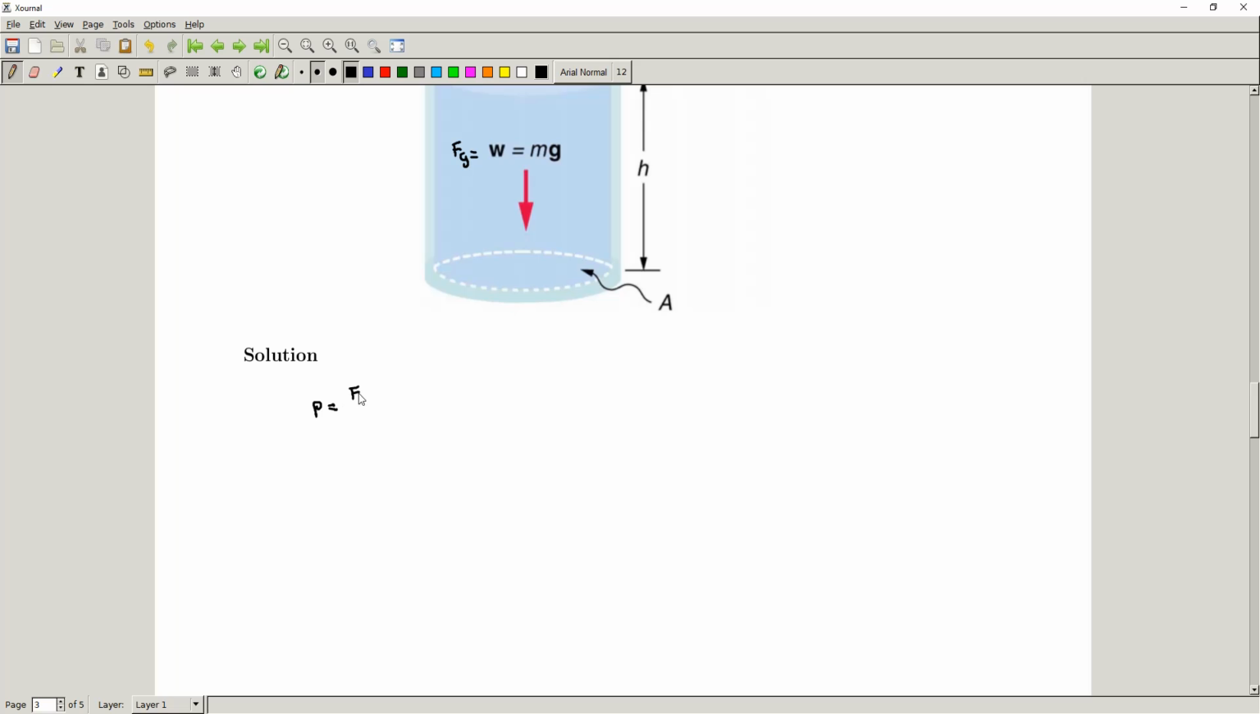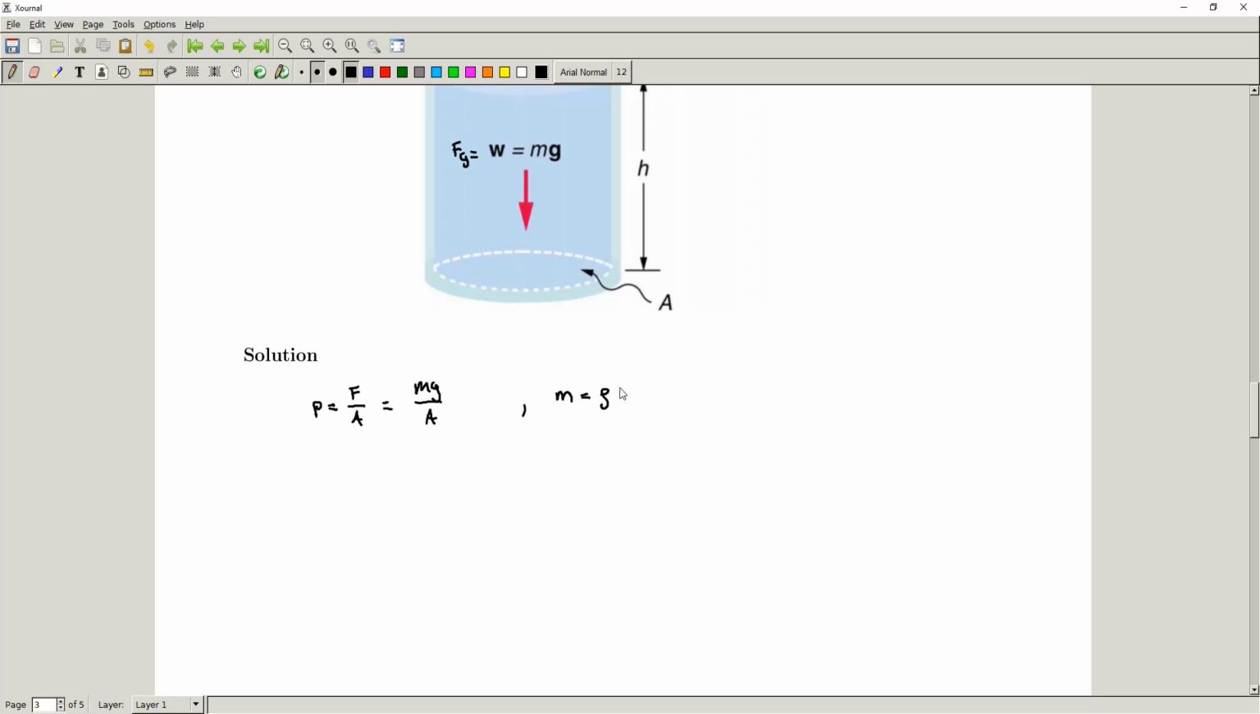So we can start off by writing our equation for pressure. We know that pressure is just a force over an area. But we know that in this case, our force is just mg, right? So that's just going to be mg over A, okay? But we need to find the mass of this column of liquid above. We know that we can find this mass from our density times the volume that we have, right?